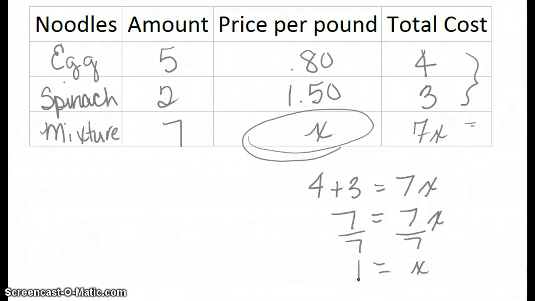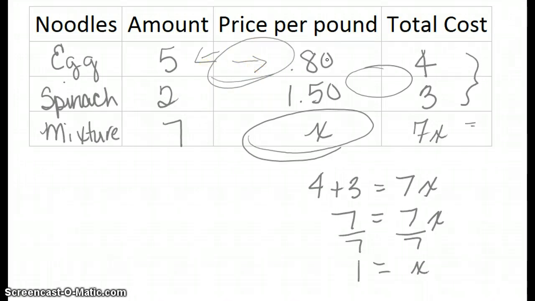And what are they asking us? The mixture, the price per pound, needs to be right in between. And if we look at this, it makes sense. We have more of the 80 cents than we do of the $1.50. So our price is going to be closer to 80 cents.